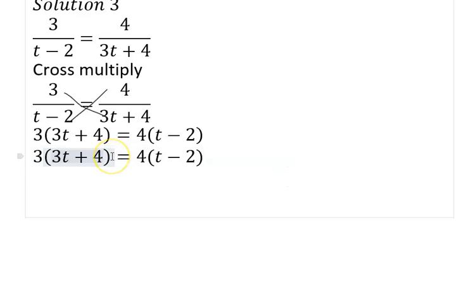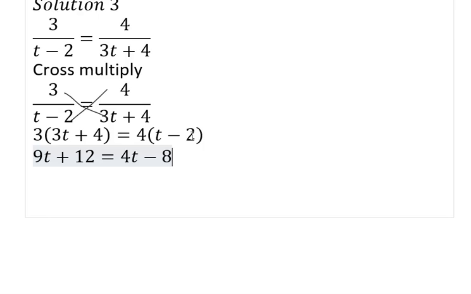Awesome. Let's open it up. 3 times 3t gives us what? 9t. Then 3 times 4 gives us what? 12. We'll be able to iron out that. 4 times t will give us 4t. 4 times minus 2 will give us what? Minus 8. Very easy.